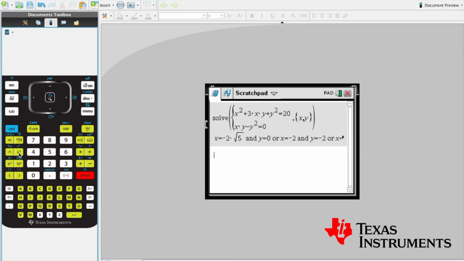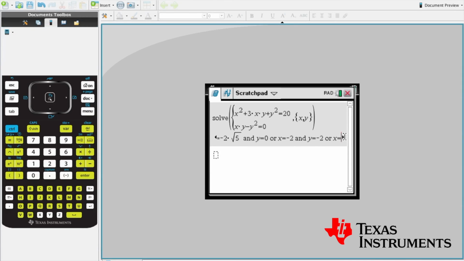And we have our solutions. We have (-2√5, 0). We also have (-2, -2). Then going from there, we'll have (2, 2). And we also have (2√5, 0). So these are all 4 of the points of intersection that we found when we did it by hand.